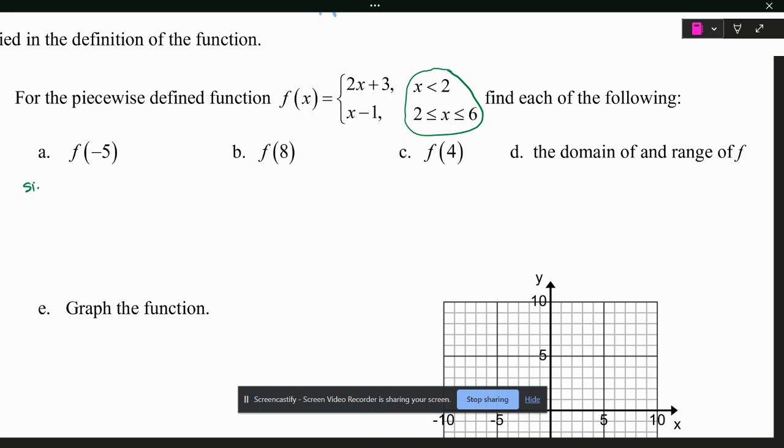Since x is less than 2 is a restriction that would include -5, we'll plug that into the 2x plus 3. So then it will be 2 times -5 plus 3, which will give you -7. Does that make sense? Okay. Try letters B and C on your own, and I'm going to put up the answers for you.